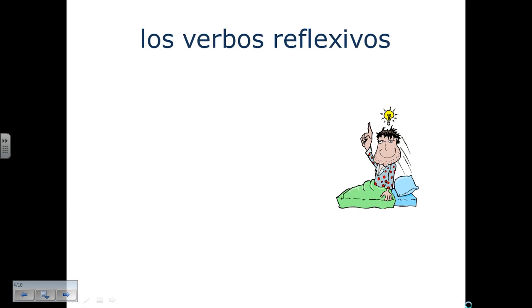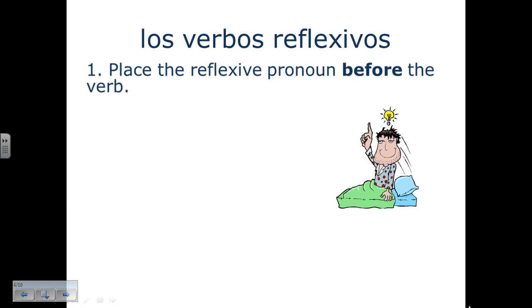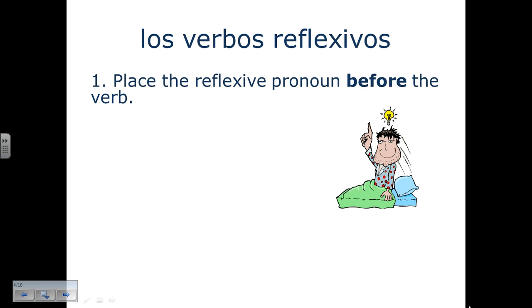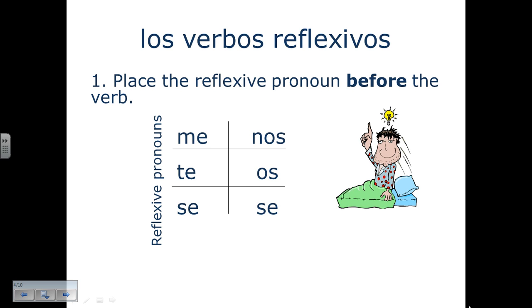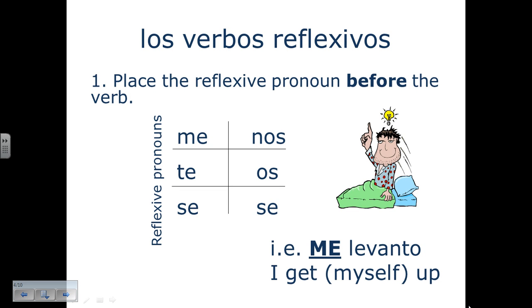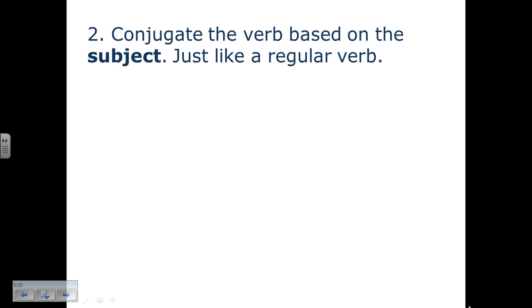Alright, so our first step in conjugating these verbs correctly is to first place the reflexive pronoun before the verb. Now remember, our reflexive pronouns are me, te, se, nos, os, and se. So for example, if I want to say I get myself up, then me, and then we've got levanto. So our second step is to conjugate the root verb based on the subject, just like a regular verb. So, in that previous example, yo me levanto, I took the stem levantar and conjugated it to levanto.